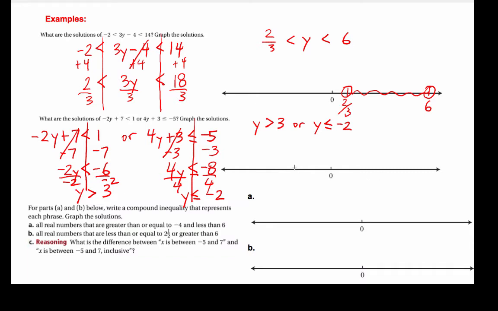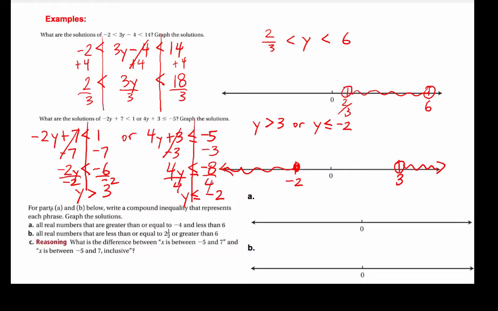So here's negative 2. Over here is 3. Greater than 3. Open dot, arrow to the right. Less than or equal to negative 2. Closed dot, everything to the left. There's my graph. These are my solutions. Here's the visual representation of that. So any value that falls in this part of the graph is a solution.